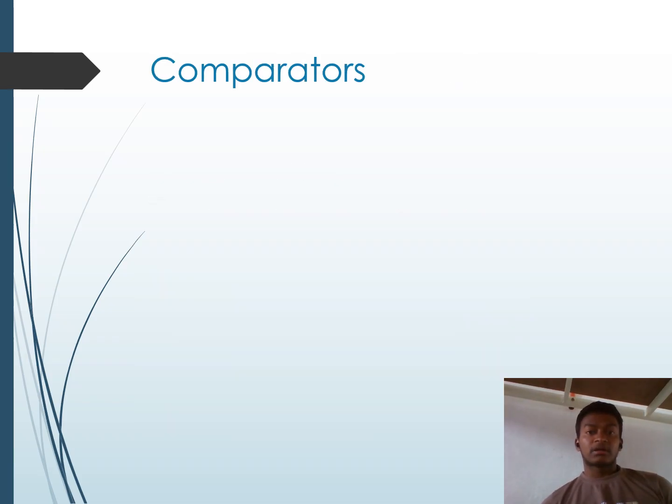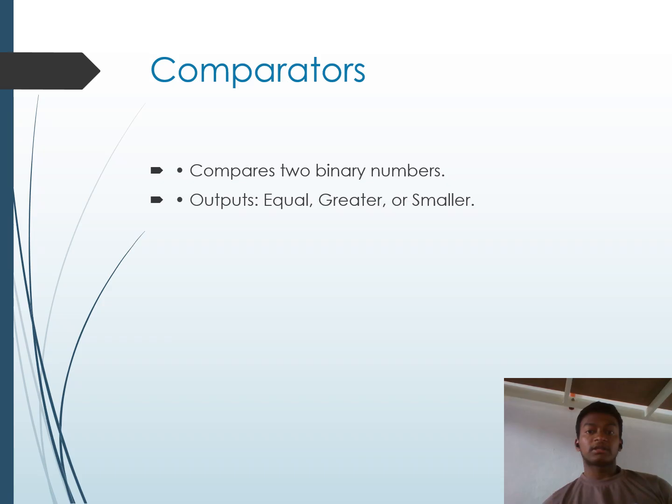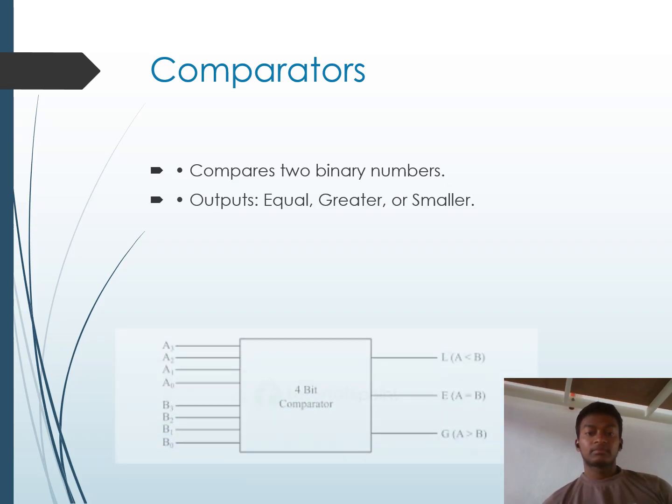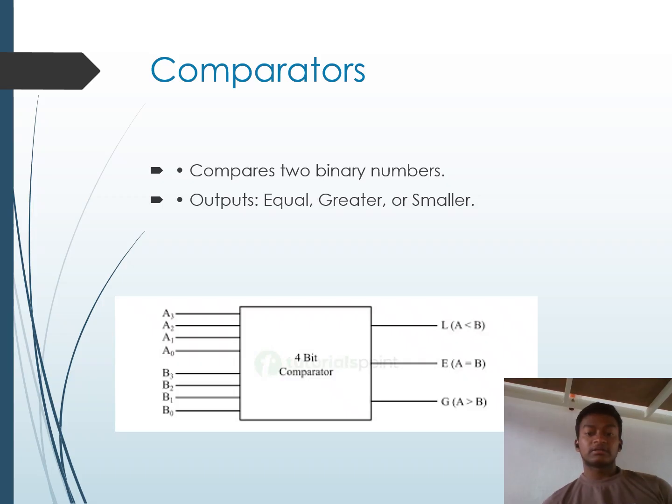Comparators. Comparators compare binary numbers and output whether one is equal to, greater than, or smaller than the other. So a comparator compares two binary numbers. The output is either equal, greater, or smaller. And this is the block diagram of a comparator.